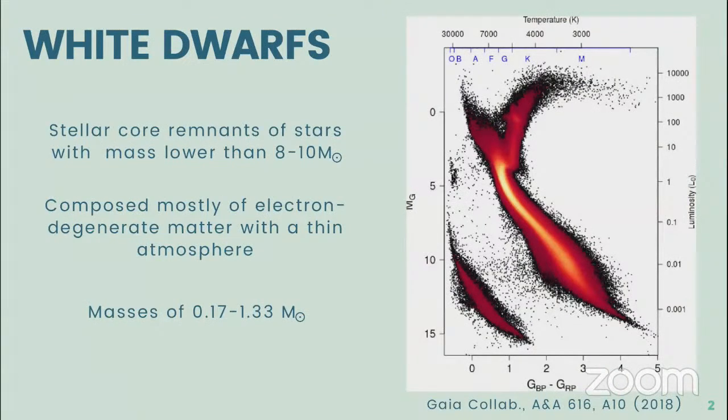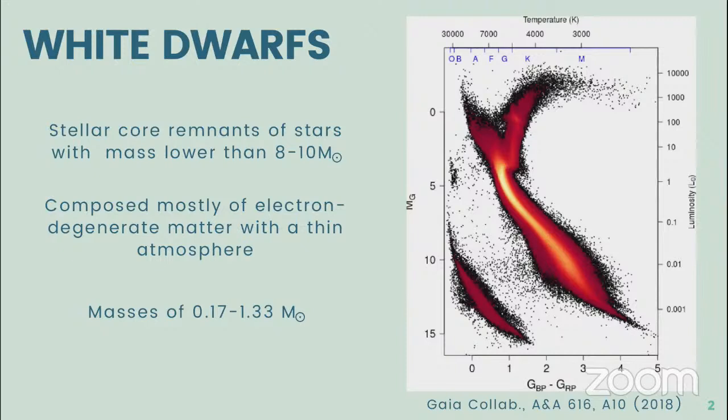What are white dwarfs? White dwarfs are stellar core remnants of stars that have a mass less than 8 to 10 solar masses, and they're composed mostly of hot electron-degenerate matter with a cooler thin atmosphere. Their masses range from 0.17 to 1.33 solar masses. Here I show the typical HR diagram from the Gaia collaboration, and the white dwarf sequence would be this one.